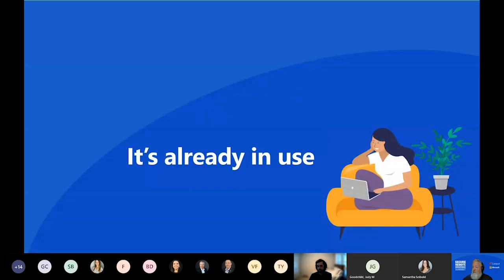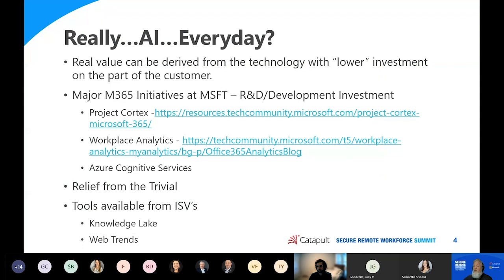So the key message here is it's already in use, right? We are using AI functionality within the M365 platform every day.